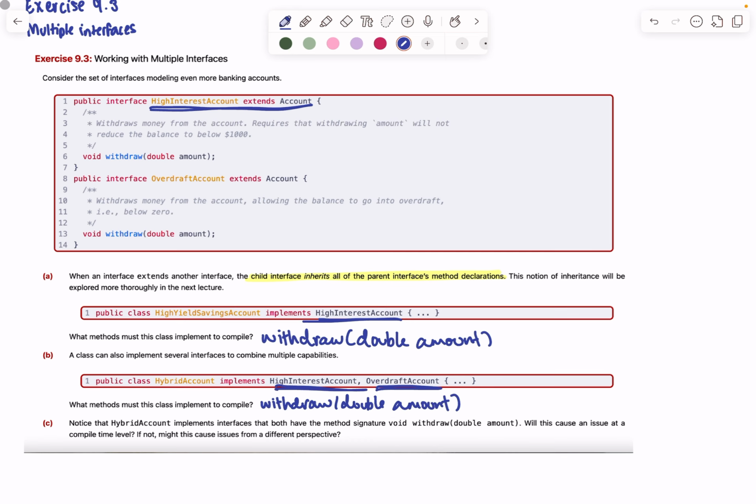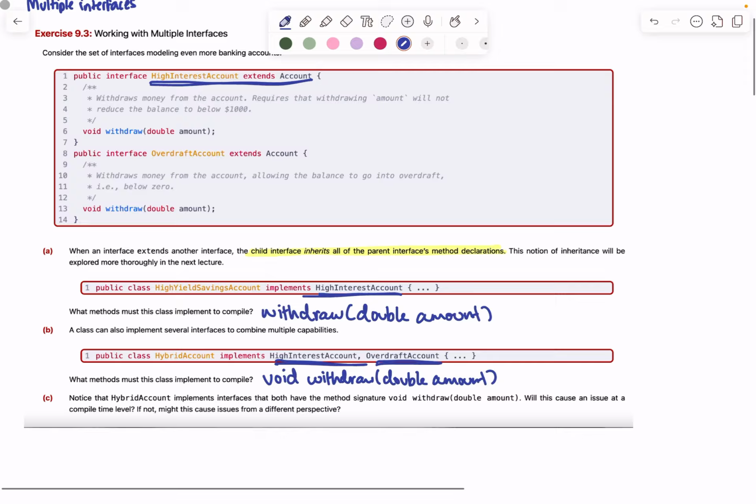So let's put that down just so that we don't forget. And now let's look at the overdraft account, the interface for that one. Now we see here we also have another method called withdraw with the same return type, void, and the same parameter, double amount. So in fact, we aren't going to need to implement another one because it has the exact same method signature. Let's also add void here just so that we are keeping track of the return type. So now we see that our two methods actually have the exact same method signature, so we're only going to implement it once. So our hybrid account is going to have one single method to implement.